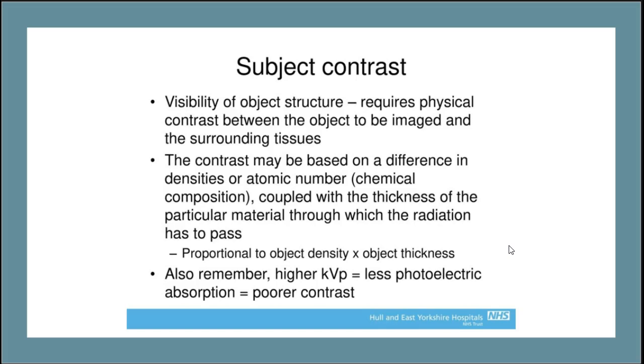Also remember, with high kVp, we have less photoelectric absorption. We have poor contrast due to Compton. Remember that? Compton. All right, that is your lecture on your patient as a beam emitter. It's really important that you understand the difference between your subject contrast, which is your patient, and your image receptor contrast, which is the resultant on your image receptor.